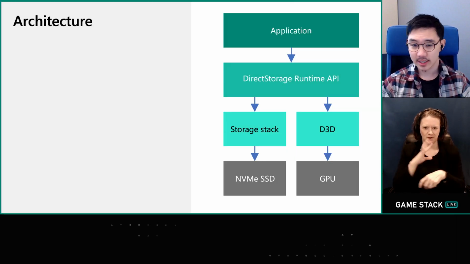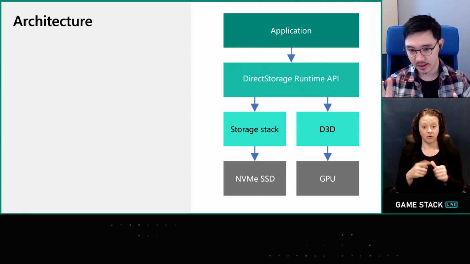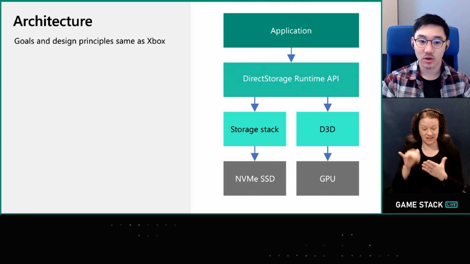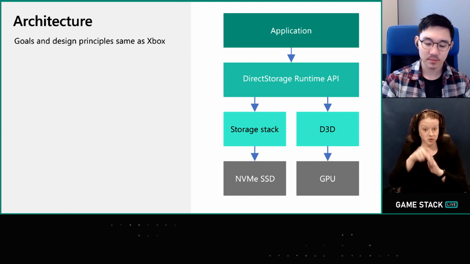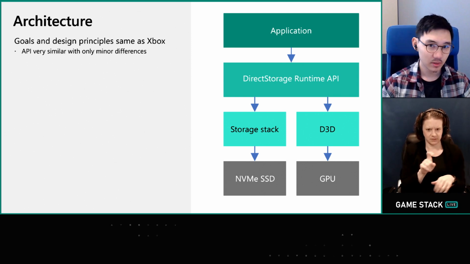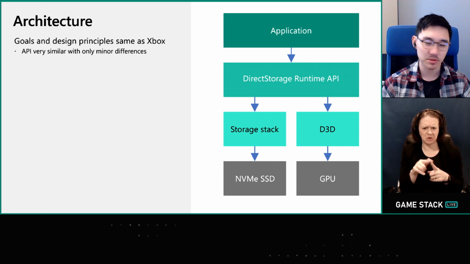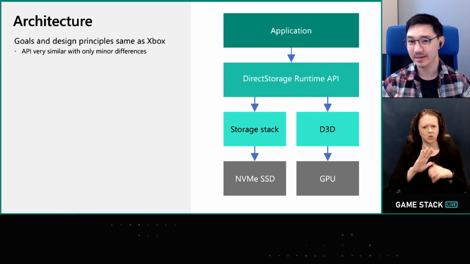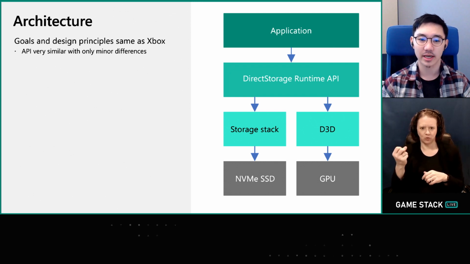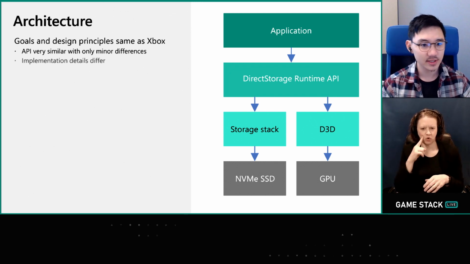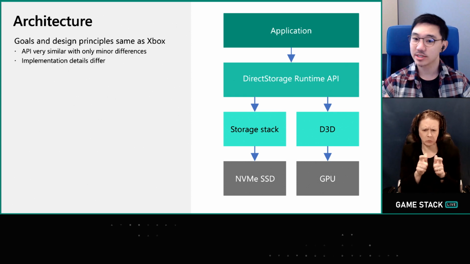We can start with an overall architecture. Here on the left, you can see kind of how it breaks down. The goals and design principles for DirectStorage are the same as Xbox. The APIs are very similar with only minor differences. It's kind of similar to how DirectX, D3D 12, I should say, is the same or very similar on Xbox and PC with minor differences. And then the implementation details will, of course, differ.